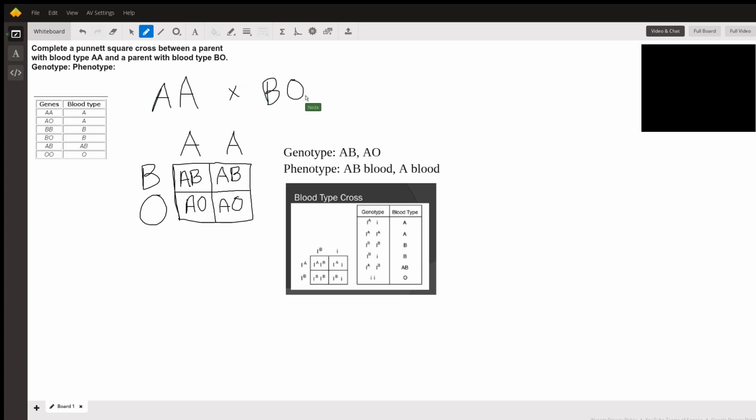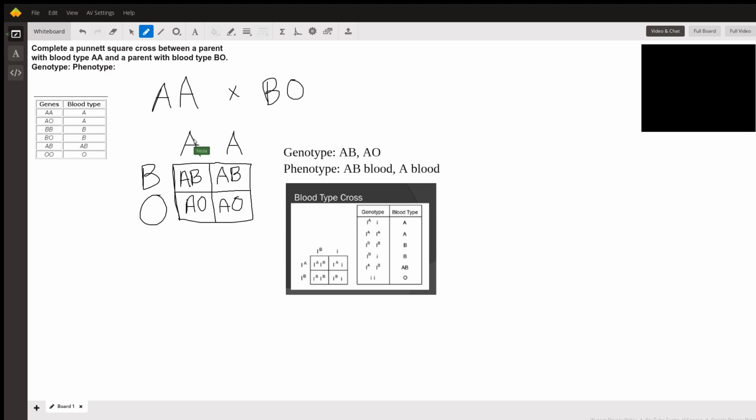The other parent has a genotype BO. BO gives us a blood type B for a phenotype. So we take the two genotypes of the parents, we set AA up here and BO over here. We set up a Punnett square 2 by 2, and then we go ahead and we do the cross.